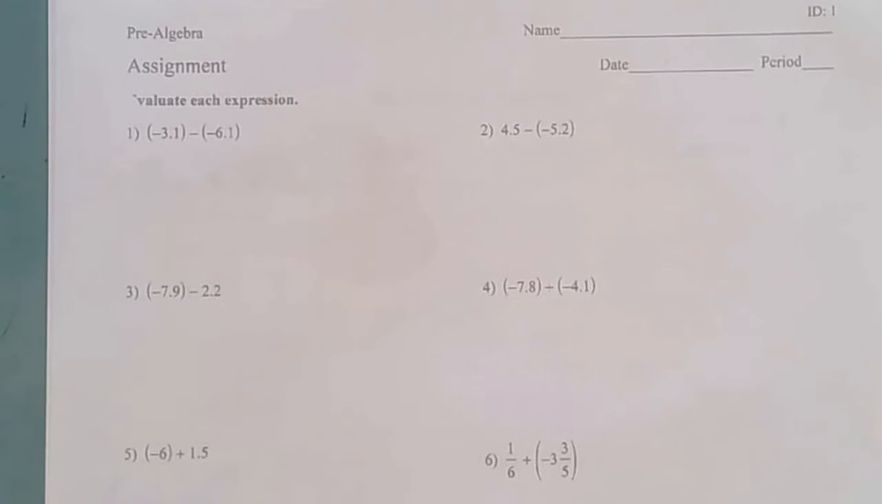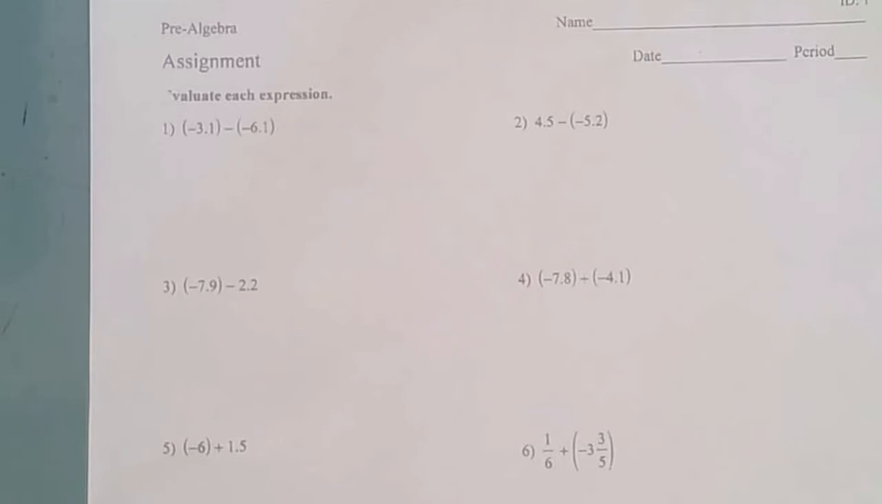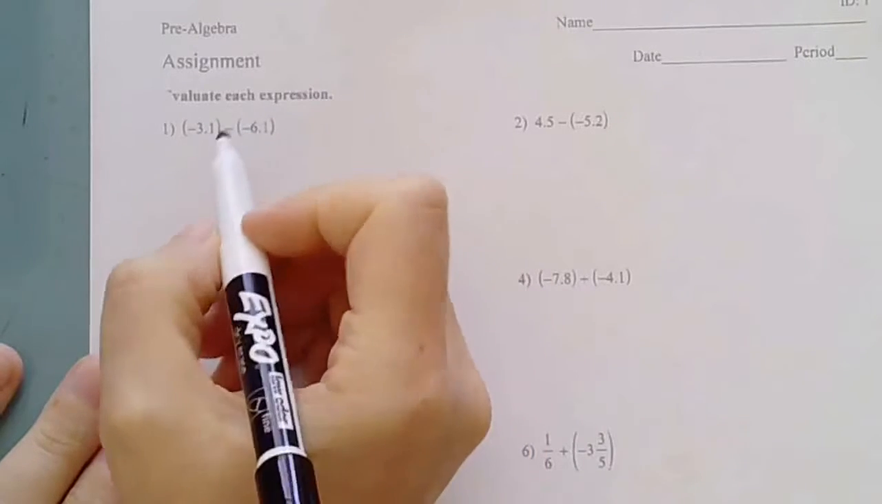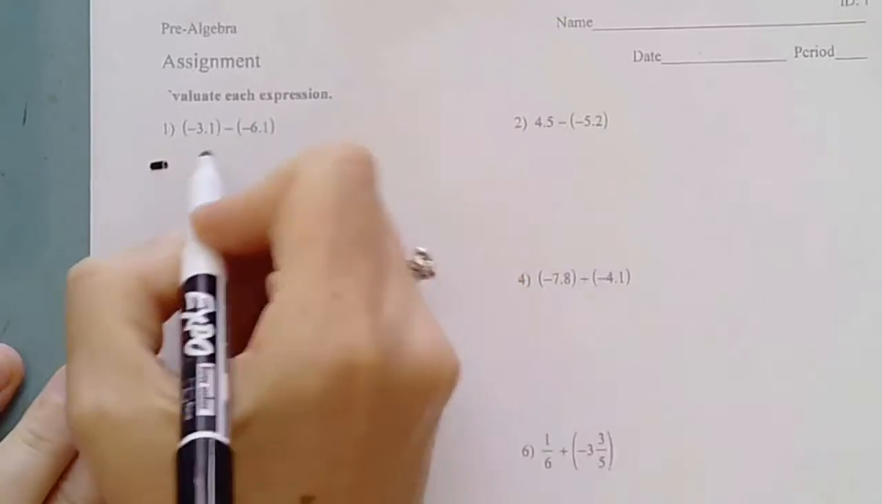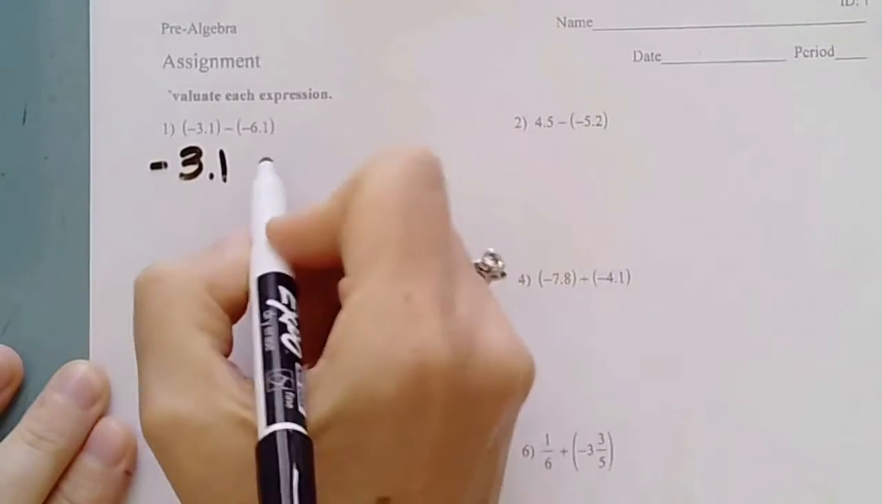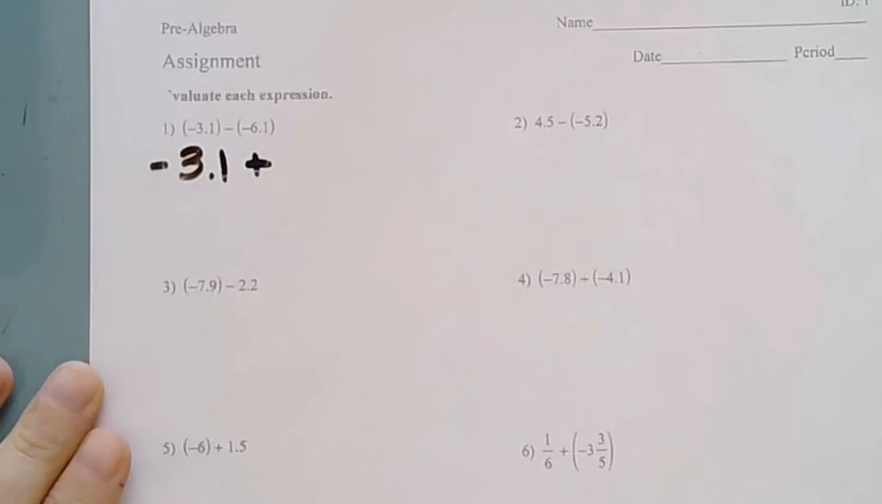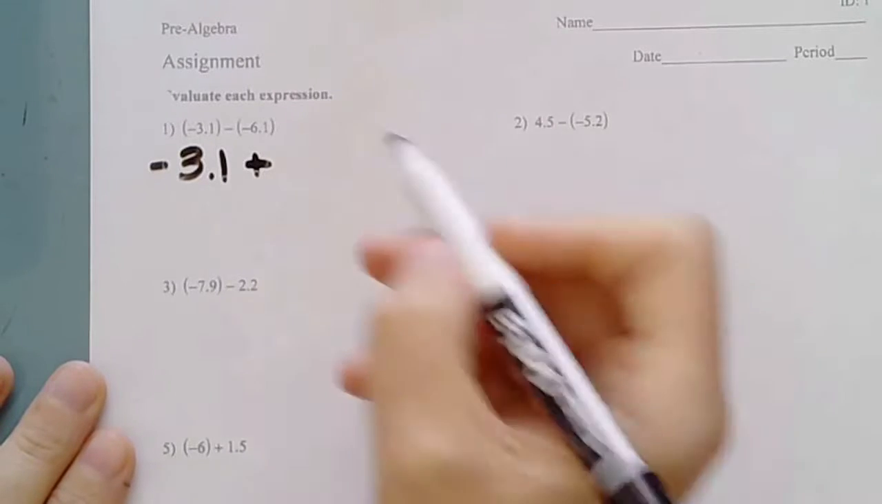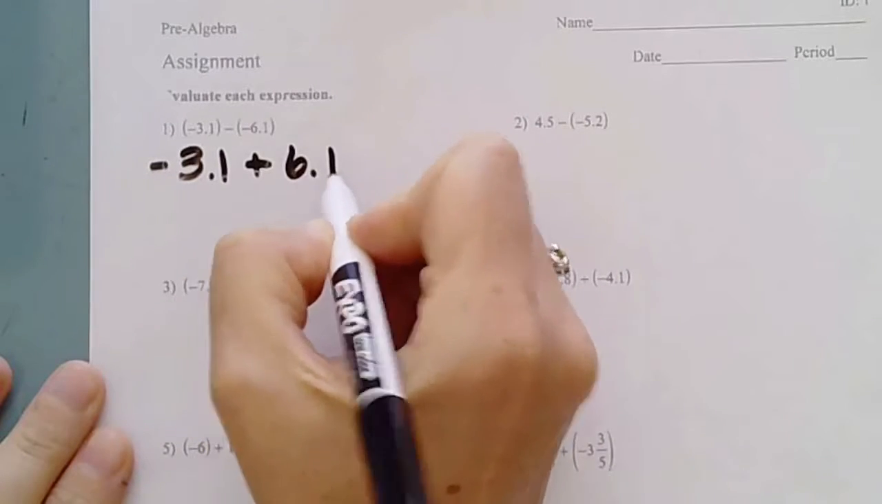Okay, for today's practice, we are going to add rational numbers to our practice with adding and subtracting integers. So for number 1, I have negative 3 1/10 minus negative 6 1/10. So we're going to apply the rule for subtraction by rewriting this problem as addition. So negative 3 1/10 plus the opposite of negative 6 1/10, which is positive 6 1/10.